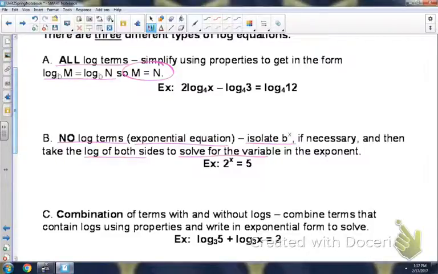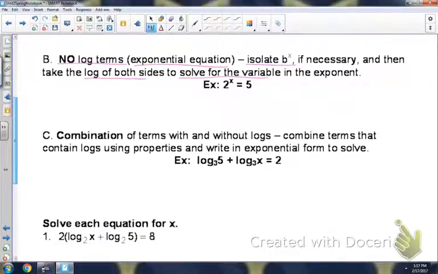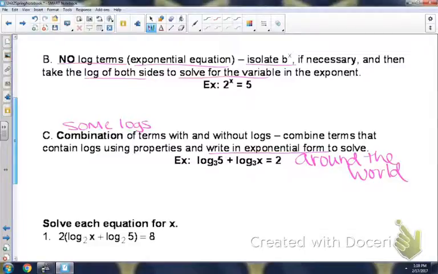Okay? The third one is a combination of log terms. Okay? A combination of terms with logs and without. So I called it sum logs. Okay? If it's a combination where you have some logs and some that are not, then you're going to rewrite it as exponential form to solve, which is around the world. And notice that it has some examples for you on each part.